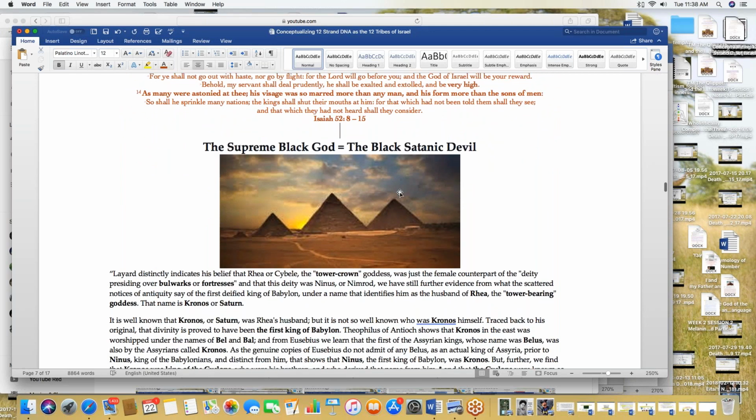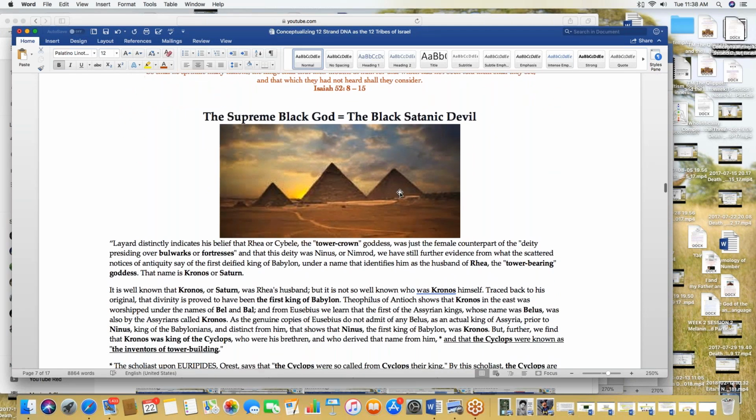The supreme black god equals the black satanic devil. This is how the mound builders, this is how the tower builders became vilified.